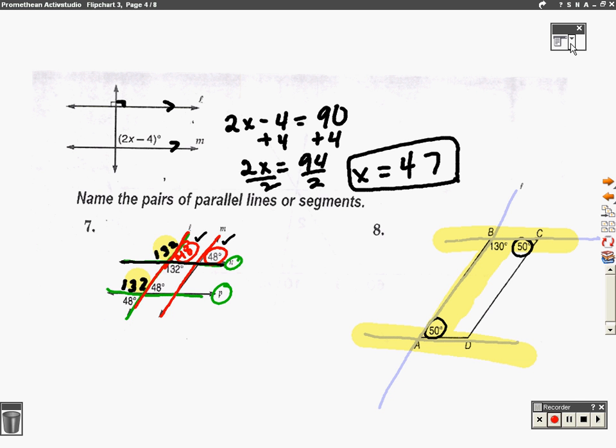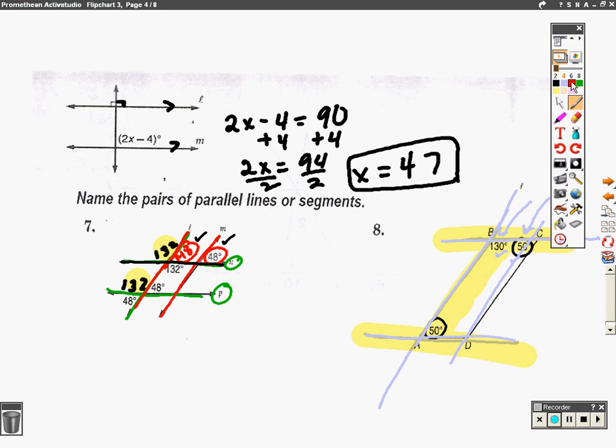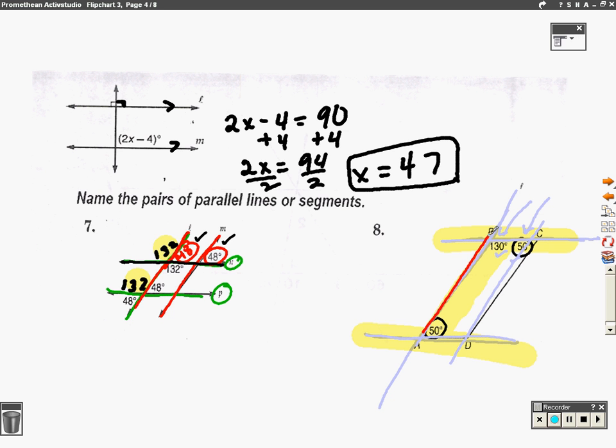Just to double check, we know that these lines are parallel. What about these lines, DC? And if you look at the other angles, the same thing's going on. They have opposite same side interior angles that add up to 180. Therefore, we could prove that these lines are parallel because of the converse of the same side interior angle postulate.